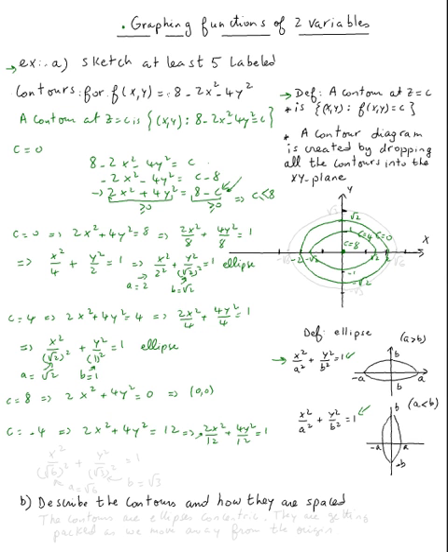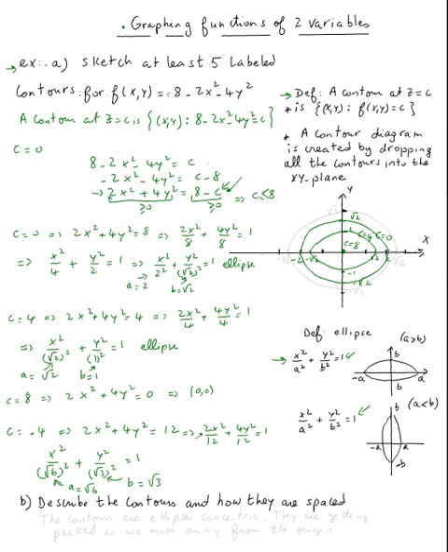Now, reduce 2 over 12. If you reduce it, you get 1 over 6. So 6 is the same thing as square root of 6 squared. Plus, reduce 4 over 12, you'll get 1 over 3. But 3 is the same thing as square root of 3 squared. So my a happens to be square root of 6. My b happens to be square root of 3.